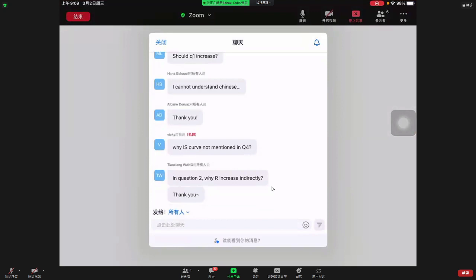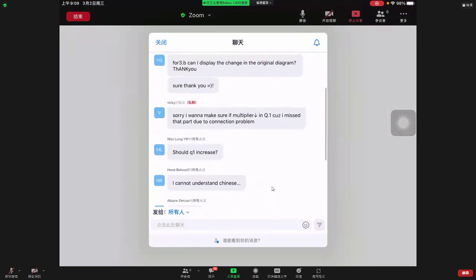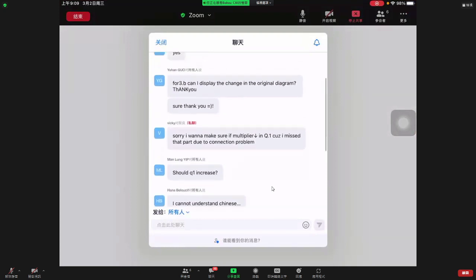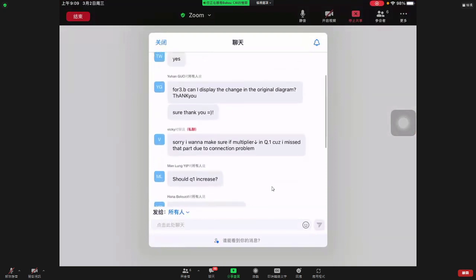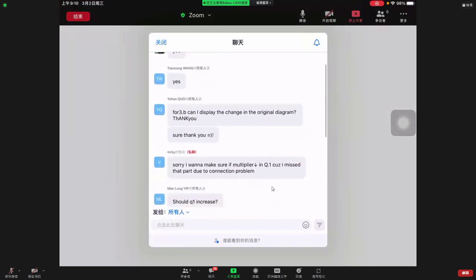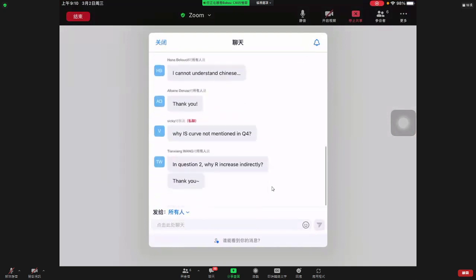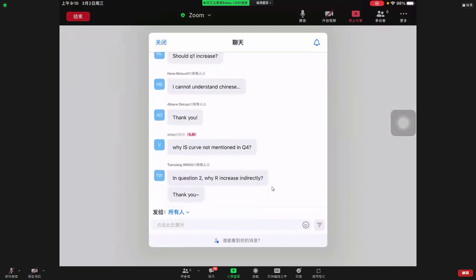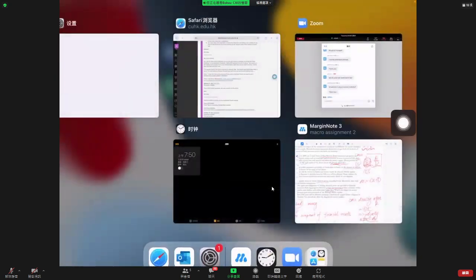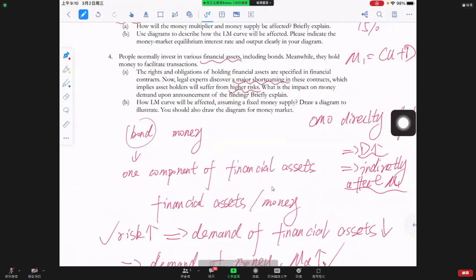Oh, sorry, here is a y-axis curve not mentioned in Q4. Yes, so I have answered the first question. Sorry, I didn't see your question just now. Y-axis curve not mentioned in question 4.